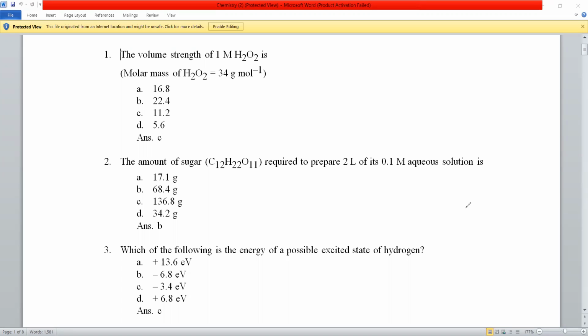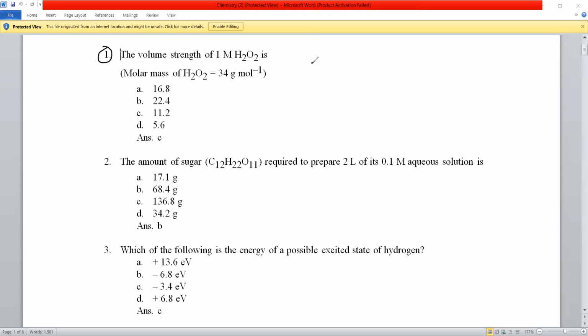We'll go for the question paper discussion. Question number 1, students. The volume strength of 1 molar of H2O2. This is a direct question only.